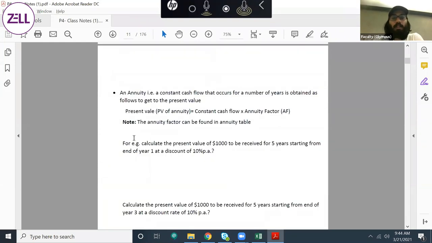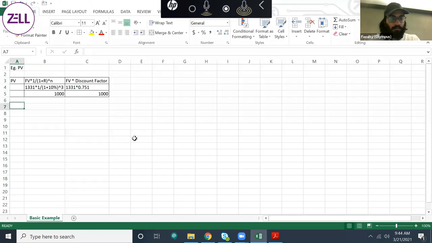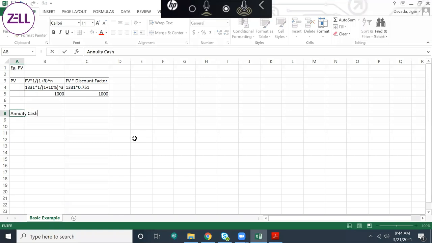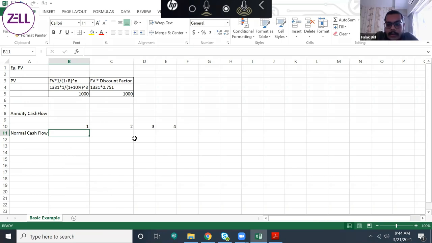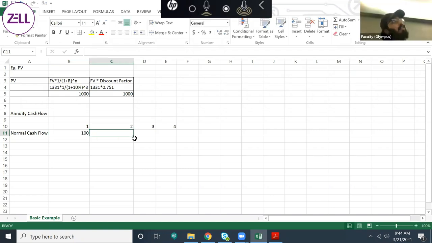The next one is annuity. What do you mean by annuity, guys? Any idea? Every year we get the same cash flow and we need to discount it with a single cumulative discounting factor. Like for 3 years, we add 0.751 and for the other 2 years, and we multiply by 1331, we will get a single amount for that. Okay. For every recurring cash flow. So annuity will be basically your EMI.